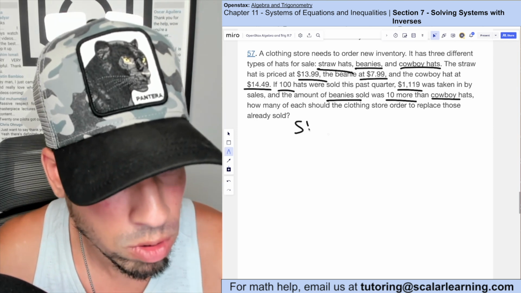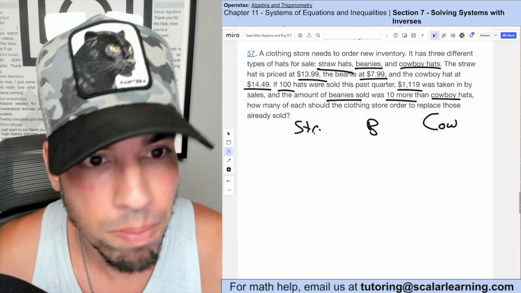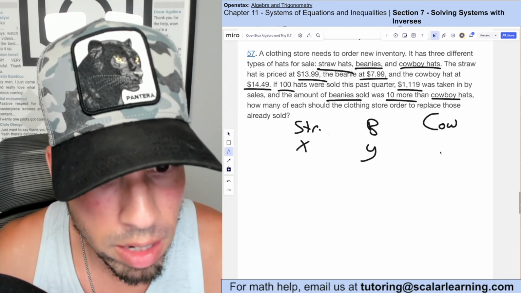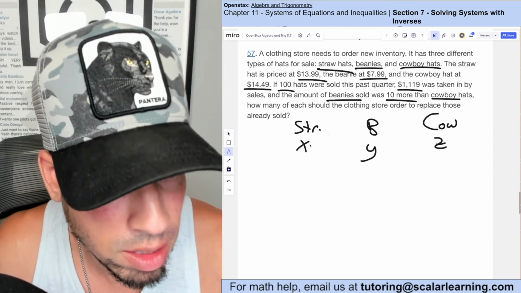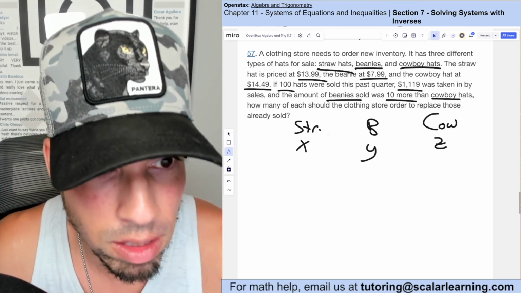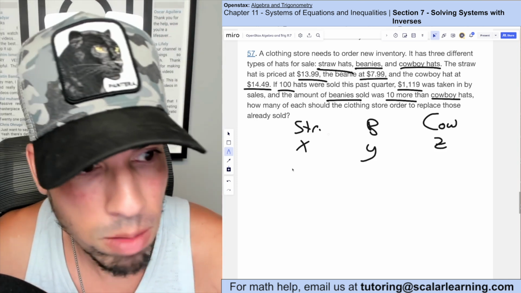So let's write this out. We'll say straw, beanies, and cowboy. Okay, and we're going to say X, Y, and Z. This is arbitrary, but let's just assign variables. Okay, it's important to note that this is the number of straw hats, number of beanies, number of cowboy hats. So now we can come up with some nice equations.